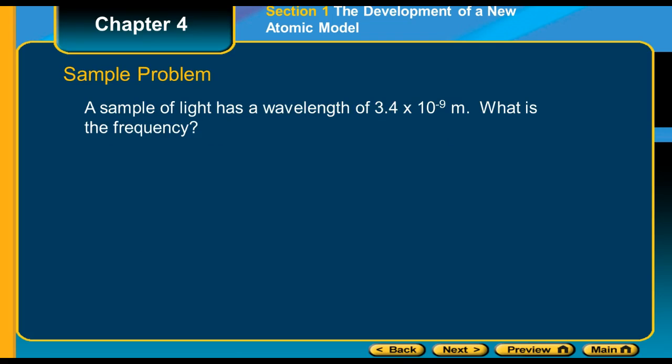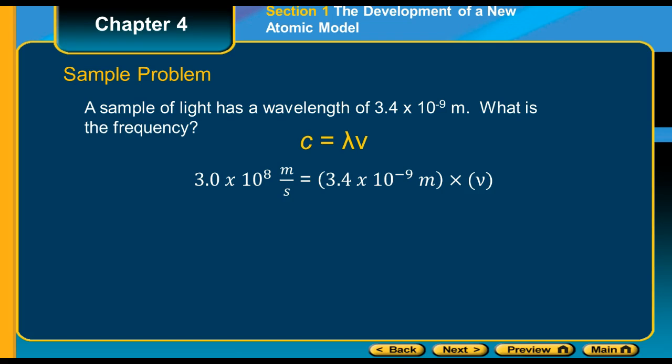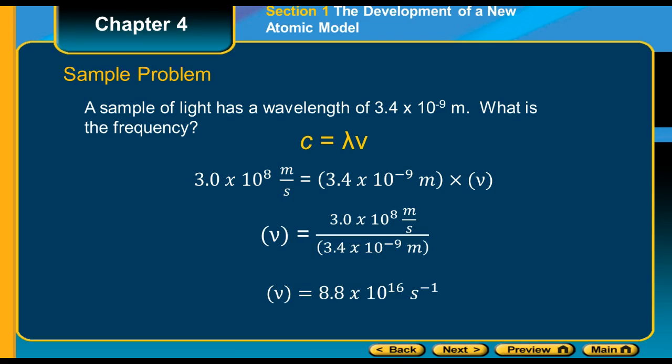A sample of light has a wavelength of 3.4 times 10 to the -9th meters. What is the frequency? Alright, so we're going to use our equation, and we're going to plug in our number for the speed of light and the wavelength that they gave us, and we will then divide to find the frequency, and you get an answer of 8.8 times 10 to the 16th hertz, or 1/second.